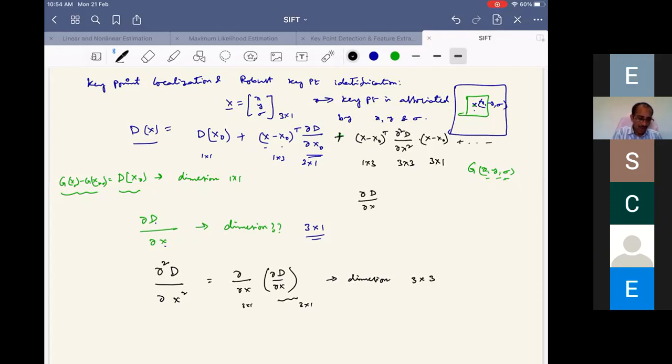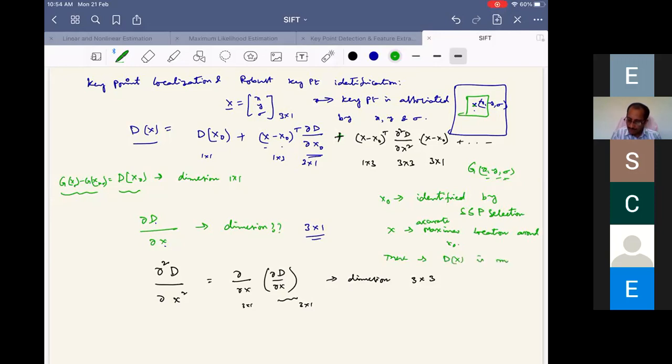So what we would like to see is, say x naught is the identified location, from scale space peak selection, and x is the actual maxima location around x naught. To identify that, what will happen? We assume that D of x is maximum, or minimum. So what should we do to identify the location of the D of x maximum?